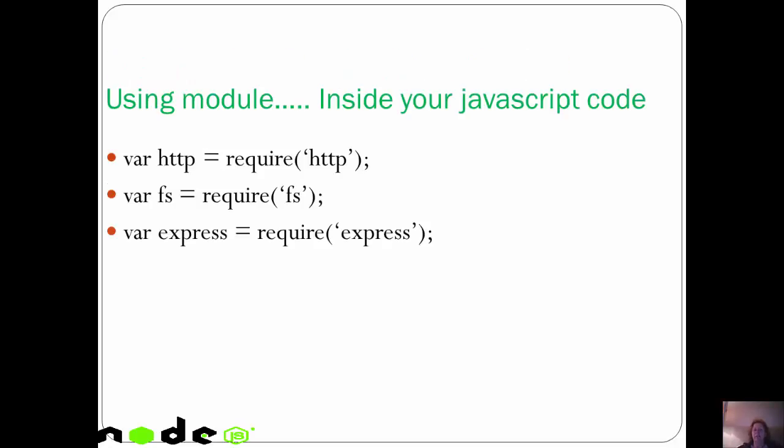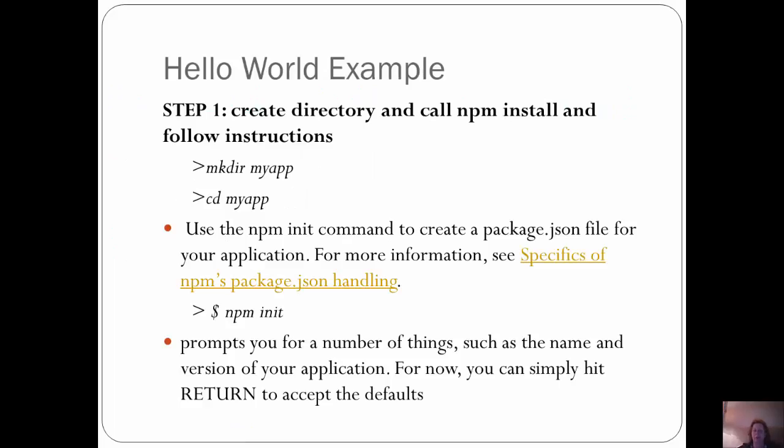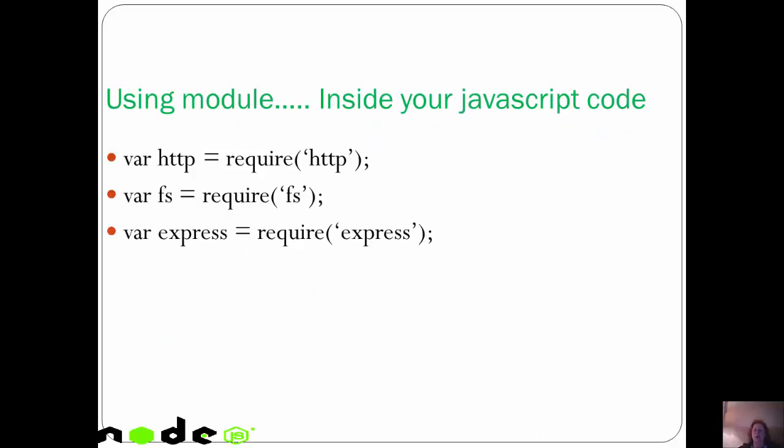Since there are so many different modules, and you will be using them in your applications, except for the simplest ones, you need to not only install them, but know how to require them and utilize them in your code. Inside your JavaScript code, anytime you want to use a module, you say require and then the name of the module. Here are some examples. HTTP deals exactly with what it says. FS is file system, and Express is the E in our MEAN stack that we'll talk about a little later.